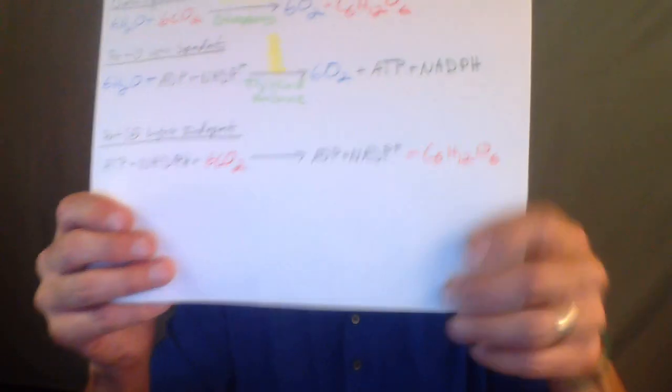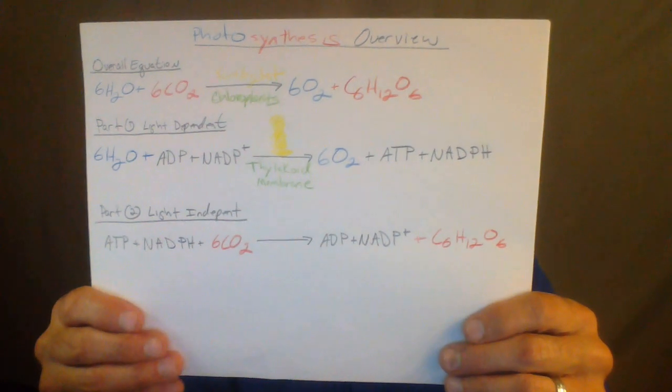Right, so now we're going to draw the arrow again, and then it's ADP and NADP plus and C6H12O6. All right, so now I have this.